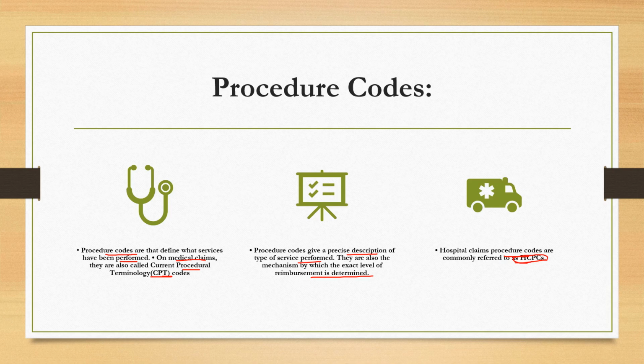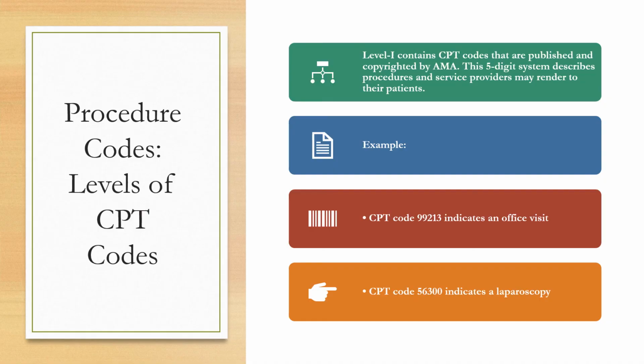What do we call this? HCPC, Hospital Claim Procedure Codes. Well, CPT codes are published and copyrighted by the AMA. This 5-digit system describes procedures and services providers may render to their patients. For example, CPT code 99213 indicates an office visit, and CPT code 56300 indicates a laparoscopy.